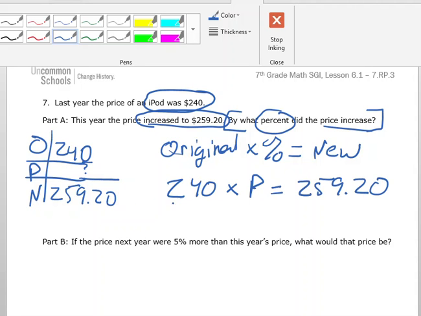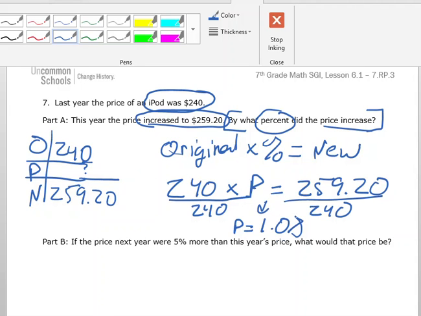And what I would then do is divide both sides by 240. And I would be left with the percent is 1.08. All right, but that's not my percent. What that represents is 100% plus 8%. So the percent increase was 8%. The increase was 8%. Make sure you have that.